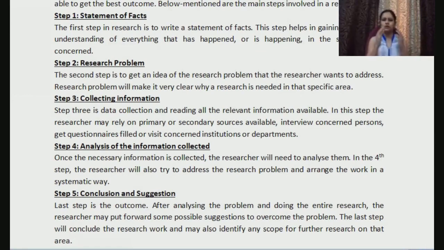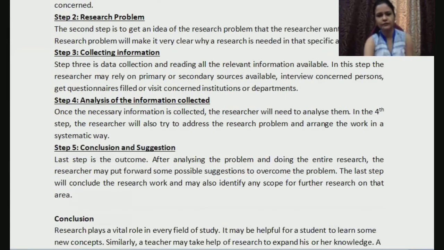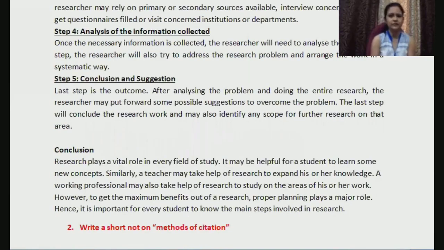You would go to the exam hall, you will write your exam, right? Whatever information you remember, you would write accordingly, and you would just end your semester, right? So accordingly you can remember, right? Statement of facts, research problem, collecting information, analyzing information, then conclusion and suggestion. All right, then you can give one conclusion that research plays a very vital role in every field of study. It's not just legal or medical or engineering. In every single field, research plays a very vital role.